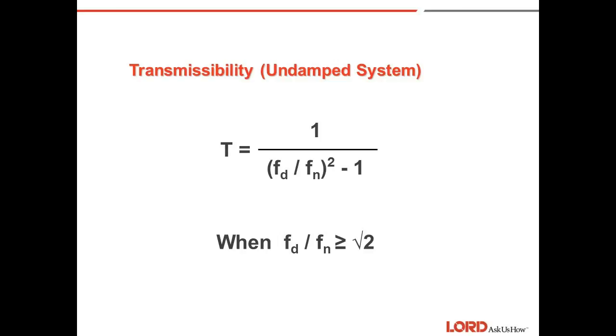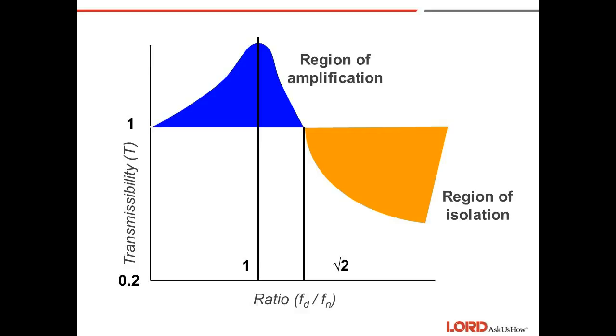Transmissibility, or T, is equal to 1 divided by the frequency ratio squared, which is Fd divided by Fn, minus 1, for an undamped spring, when the forcing frequency ratio, Fd over Fn, is equal to or greater than the square root of 2, where Fd is the input or disturbing frequency and Fn is the natural frequency. The transmissibility curve. Here we see a transmissibility curve plotted against the frequency ratio.